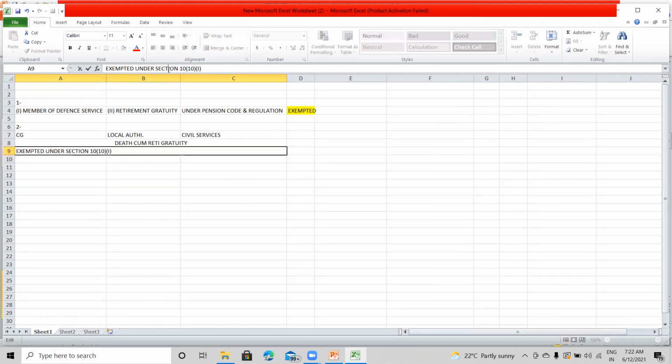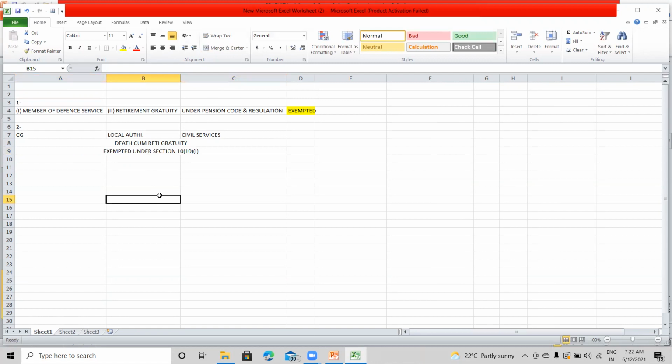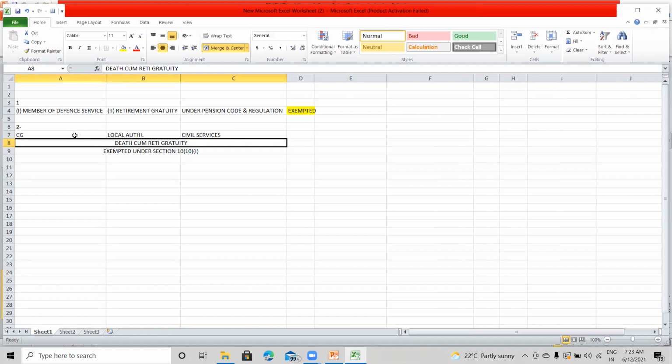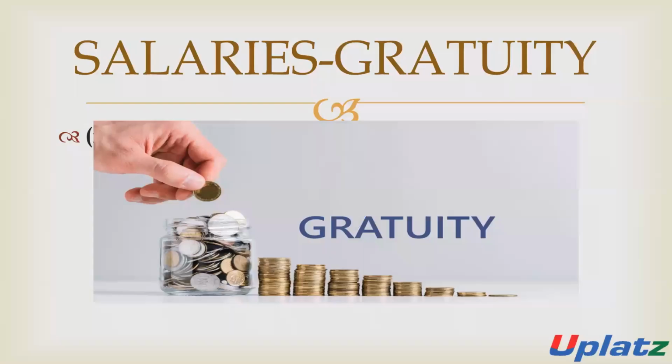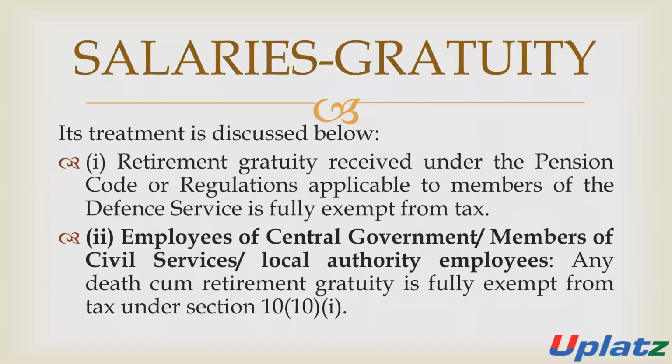It will be exempted if there is any employee of central government, local authority, or civil services, and he receives death cum retirement gratuity. Then such gratuity will be exempted under section 10, subsection 10 1. It will be fully exempted.